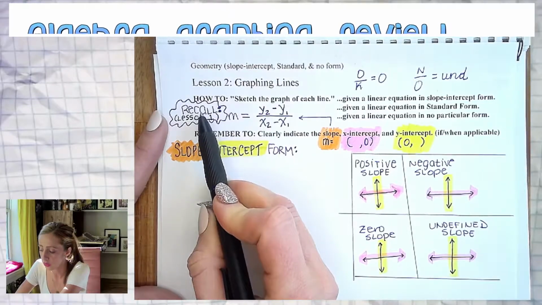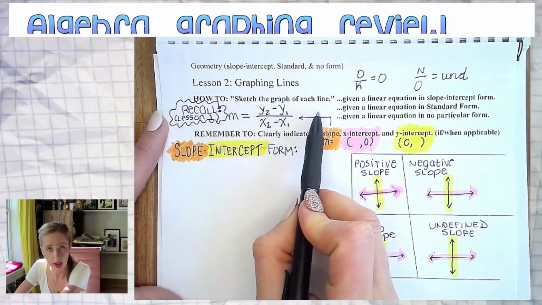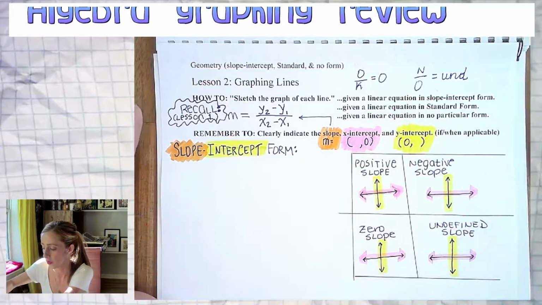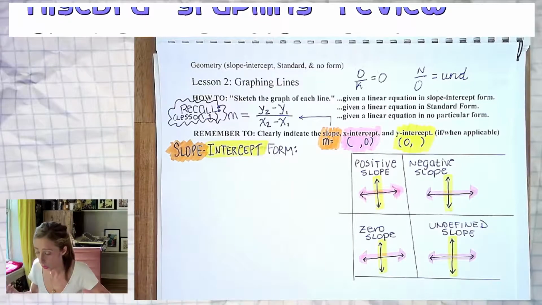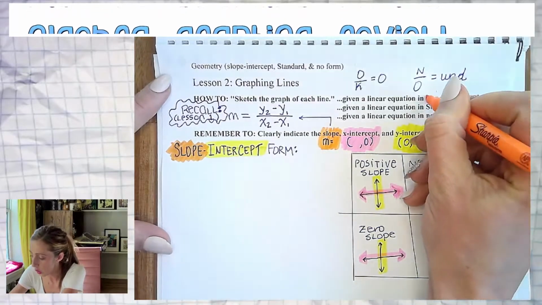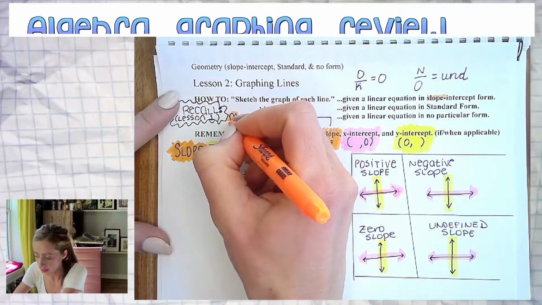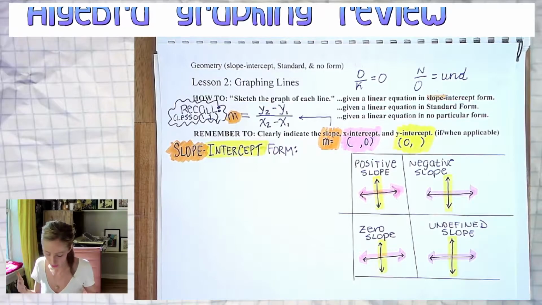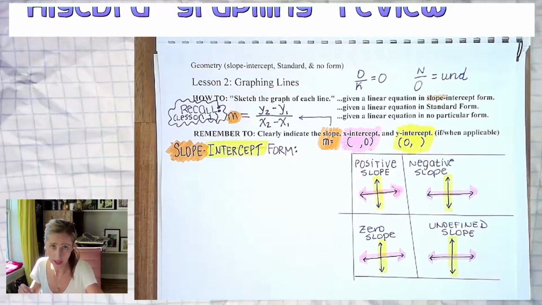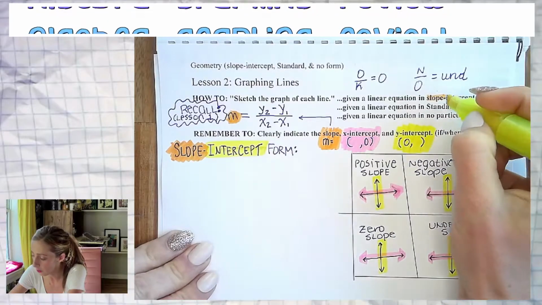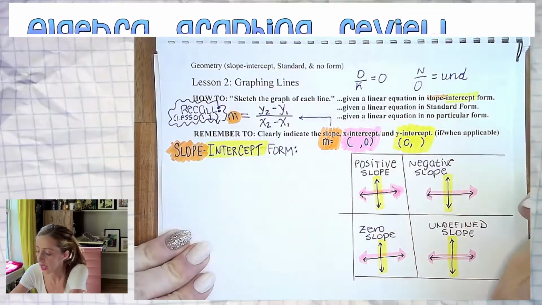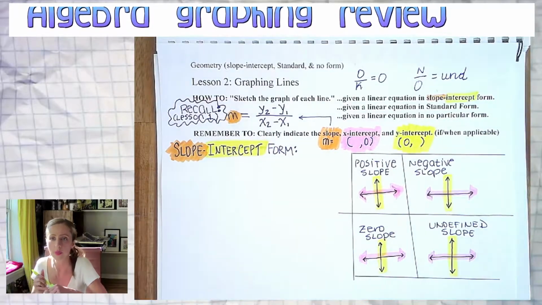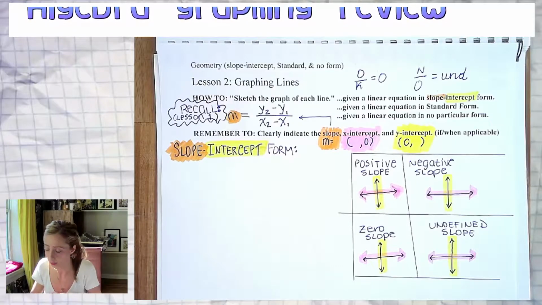First thing we're going to go over is how to sketch the graph of each line if we were given a linear equation in slope-intercept form. Slope is your rise over your run, or your change in y over your change in x. Change we find by subtracting. Intercept could either refer to the x-intercept or the y-intercept. In slope-intercept form, the intercept that we're referring to is the y-intercept. So in these little sketches and everywhere I talk about a y-intercept, I was just highlighting with yellow.